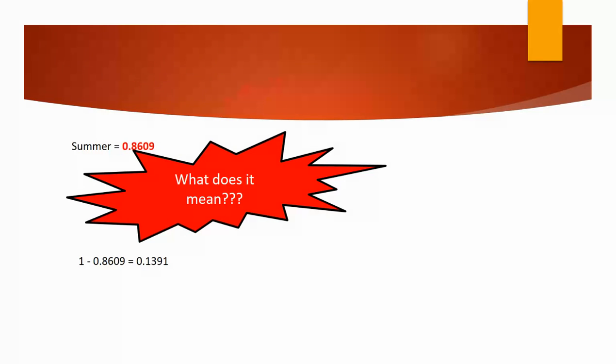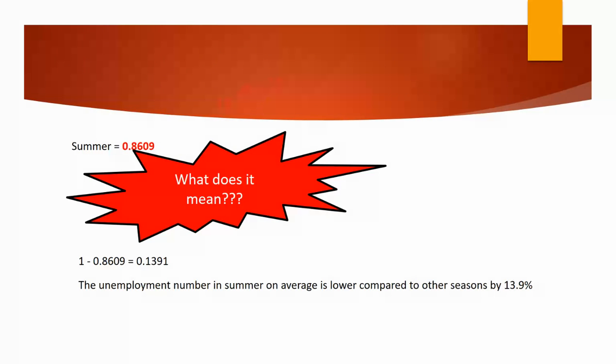Therefore, 0.8609 means the unemployment number in summer on average is lower compared to other seasons by 13.9%. So how do I get this percent? 0.1391 multiplied by 100, so you get 13.9%.